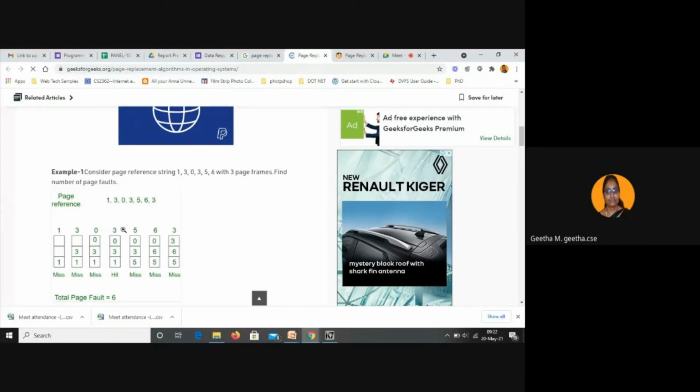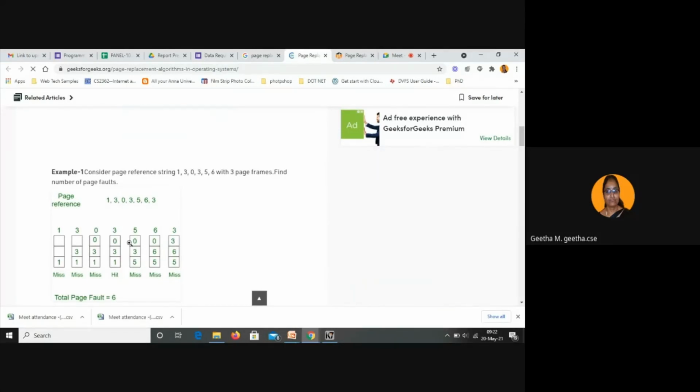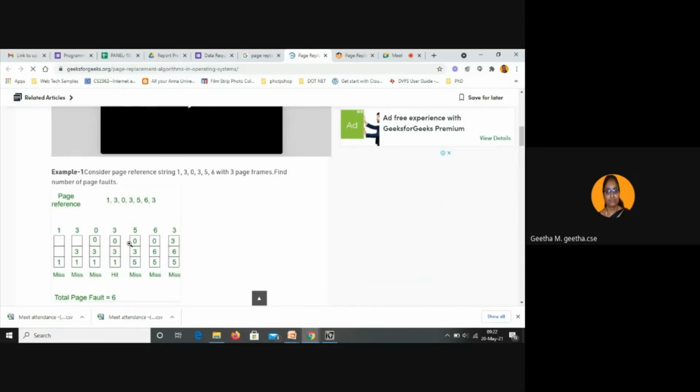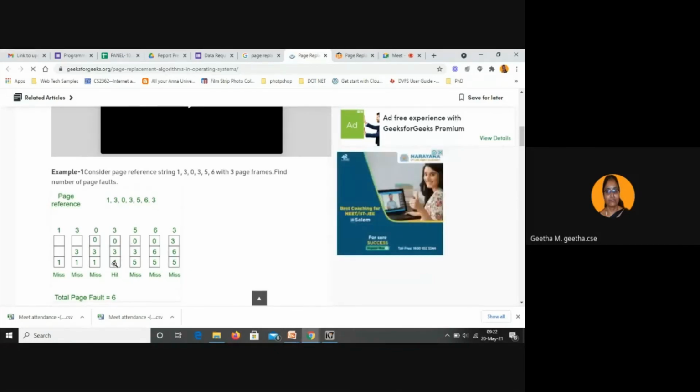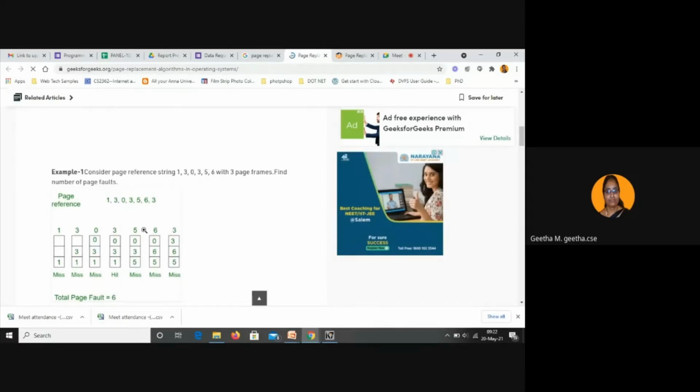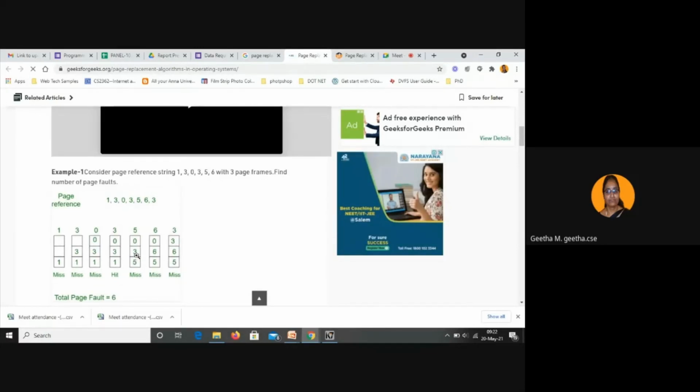The next one is 5. It is not there in the frame, and free frames are also not there. So now it has to replace a page. So select a victim page. As far as the FIFO algorithm is concerned, it will replace the page which has been brought in first. In this case, page 1 was brought into the physical memory first, so it will be replaced by the newly referenced page 5. Now the pages are 0, 3 and 5.